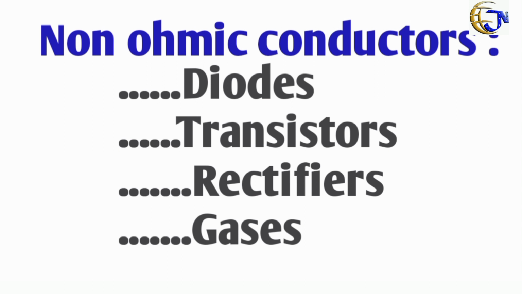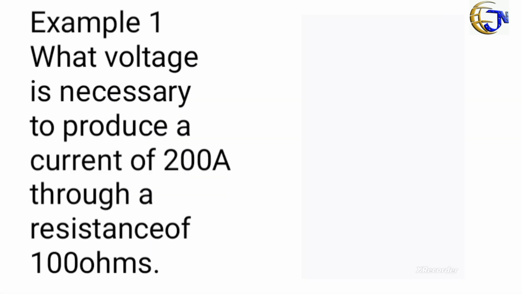So let's take the calculations and solve simple questions. What voltage is necessary to produce a current of 200 amperes through a resistance of 100 ohms? Let's pick all the parameters that we need. We are asked what voltage, so voltage is what we are looking for. V is the unknown. We'll put a question mark.